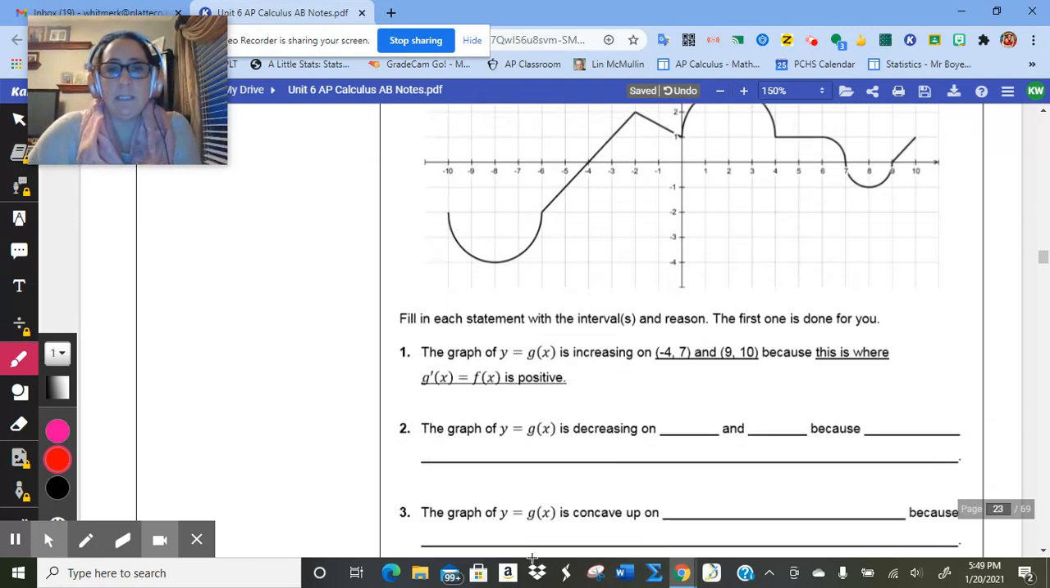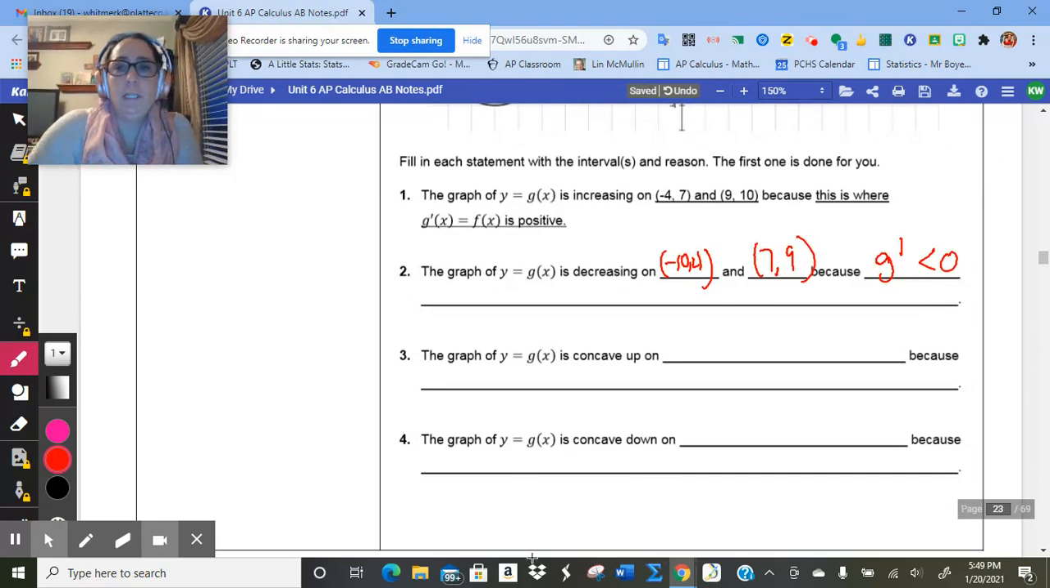Where is G decreasing? Well, I know G is decreasing when G prime is less than 0. So where is our G prime up here less than 0? That would be from negative 10 until 4 and from 7 to 9. G is concave up when G prime is increasing. So where is that graph increasing? I got negative 10 to -2, 0 to 2, and 8 to 10.